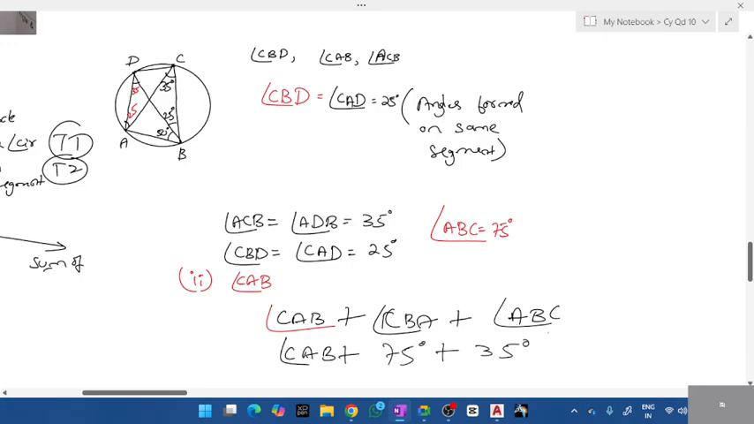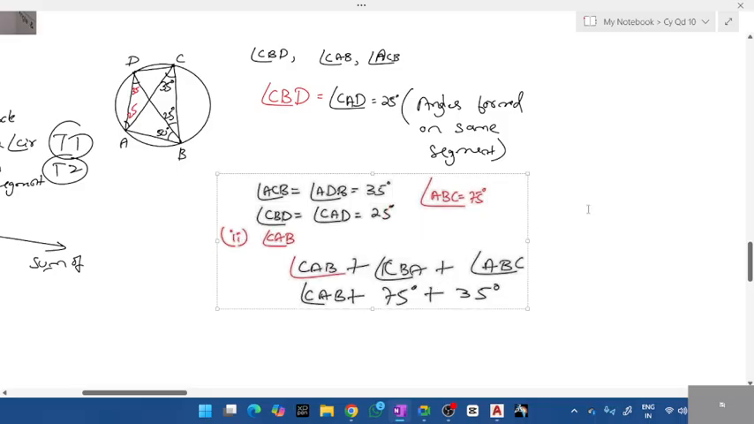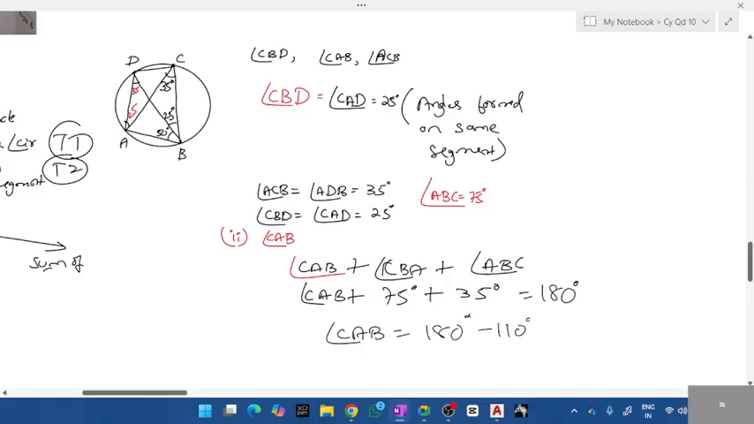What did you all get, students? What's the answer you all got for CAB? Others whoever had completed, Yusra, Tanishka, 70. Correct. CAB is equal to 180 minus 110, 70 degrees.